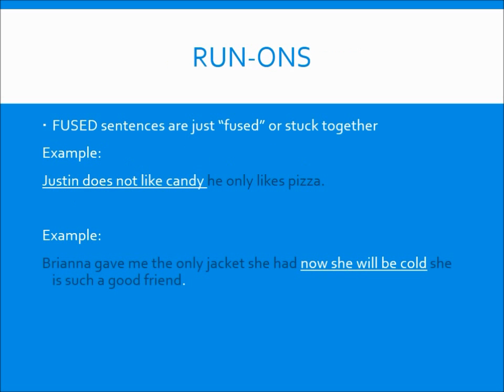Another type of run-on sentence we have is called a fuse sentence. When we think of fuse, we just think stuck together. And so you have two sentences that are just stuck together. Justin does not like candy. He only likes pizza. So how many sentences do you have here? You have two. Justin does not like candy is your first sentence. He only likes pizza is the second sentence. Well, these sentences are fused or stuck together with absolutely no punctuation in between, creating a run-on sentence.